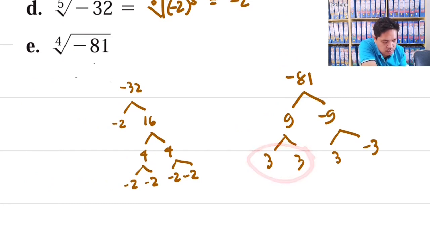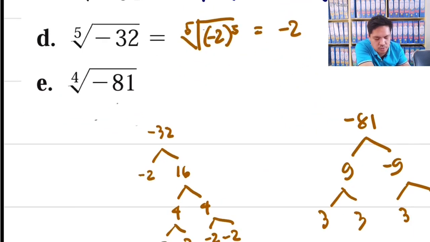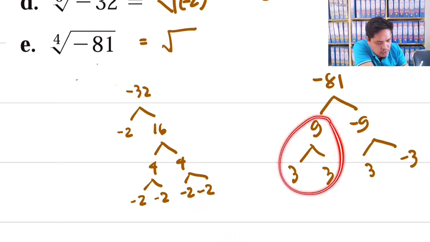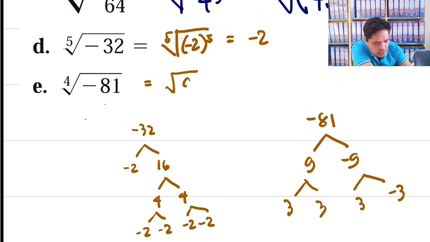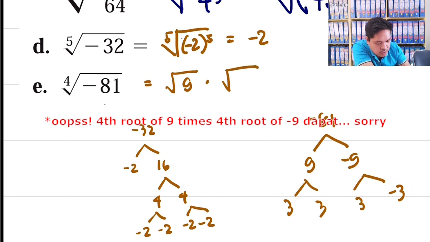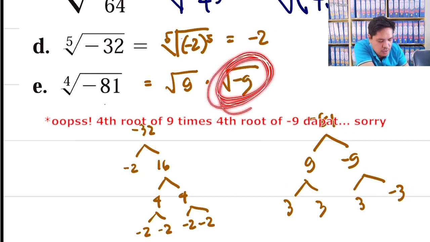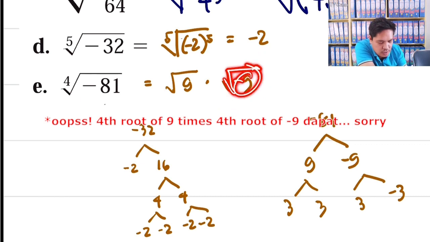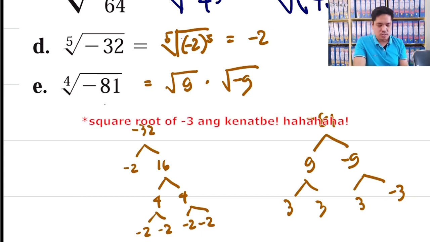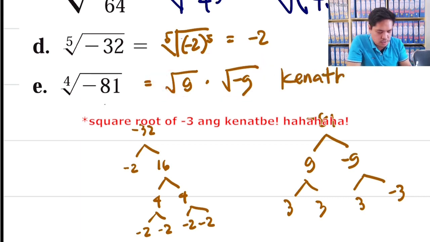Ito, may perfect root to siya. Ito, di siya pwedeng ma-square root. What I mean is this, ganito. We could rewrite this as square root of, ito, you look at this. That's square root of 9 times square root of negative 9. And this cannot be because you cannot extract the square root of a negative number. That's complex. Diba? Imaginary yung lalabas. So therefore, no solution to siya. Ito. Cannot be. So isulat ko na lang dito. Cannot be.